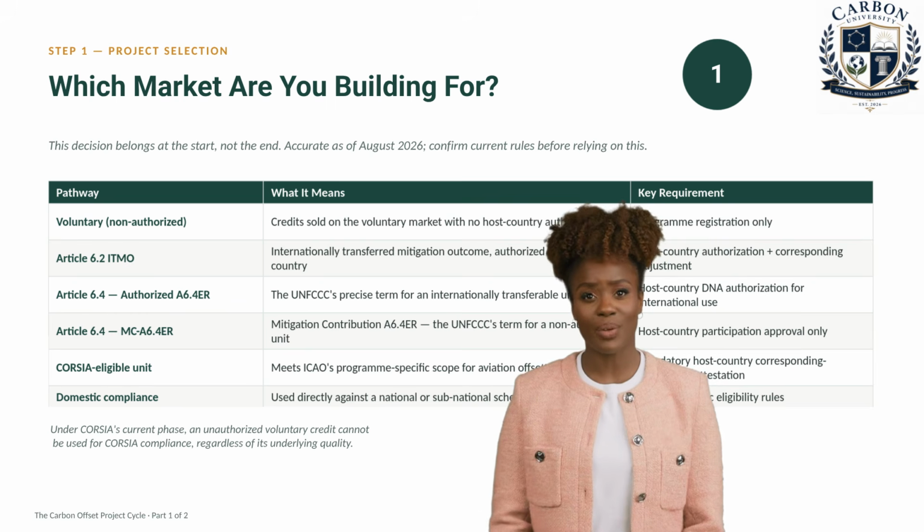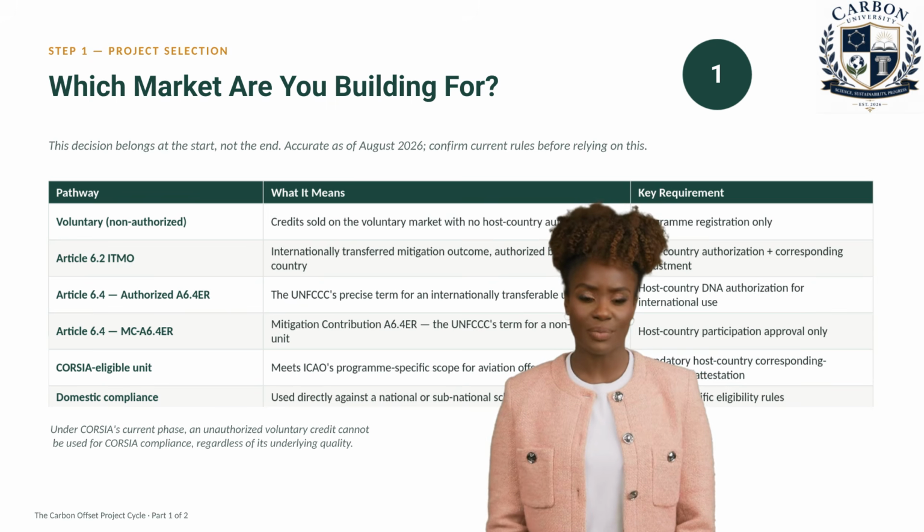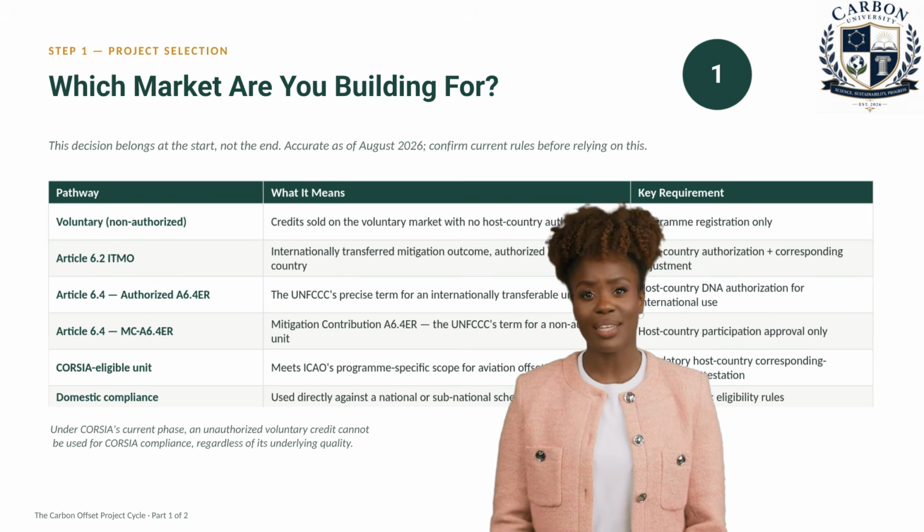Under Article 6.4, the UNFCCC's own terminology is precise here. An authorized unit is called an authorized Article 6.4 ER, while a non-authorized one is formally termed a mitigation contribution, Article 6.4 ER, or MC Article 6.4 ER. That exact naming matters if you're navigating UN documentation directly. Core SEER is stricter still. Under Core SEER current phase, host country attestation of a corresponding adjustment is mandatory for eligibility, which means an unauthorized voluntary credit simply cannot be used for Core SEER compliance, however high its quality otherwise.